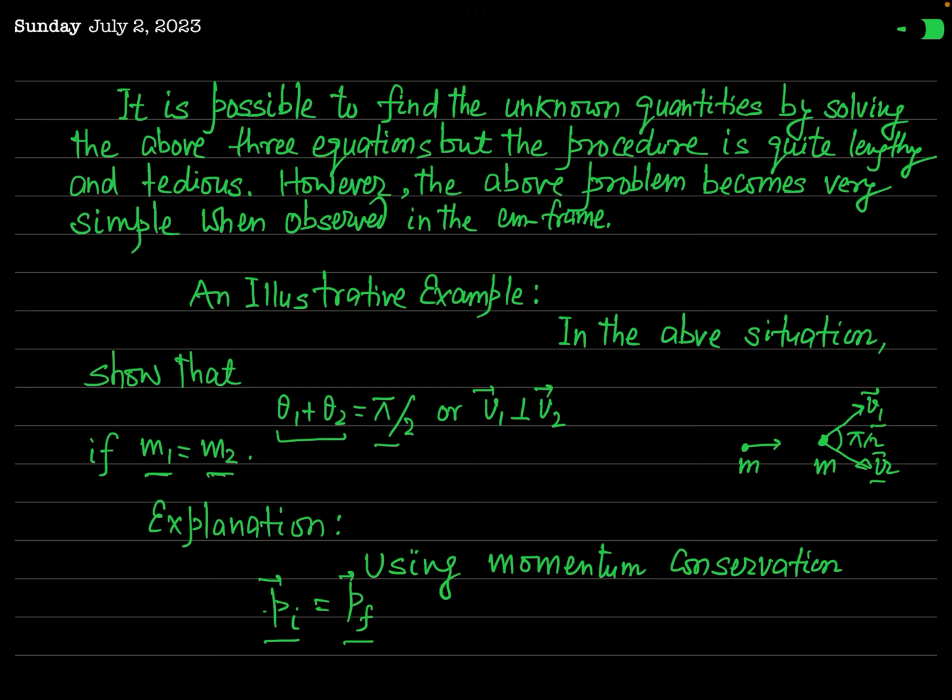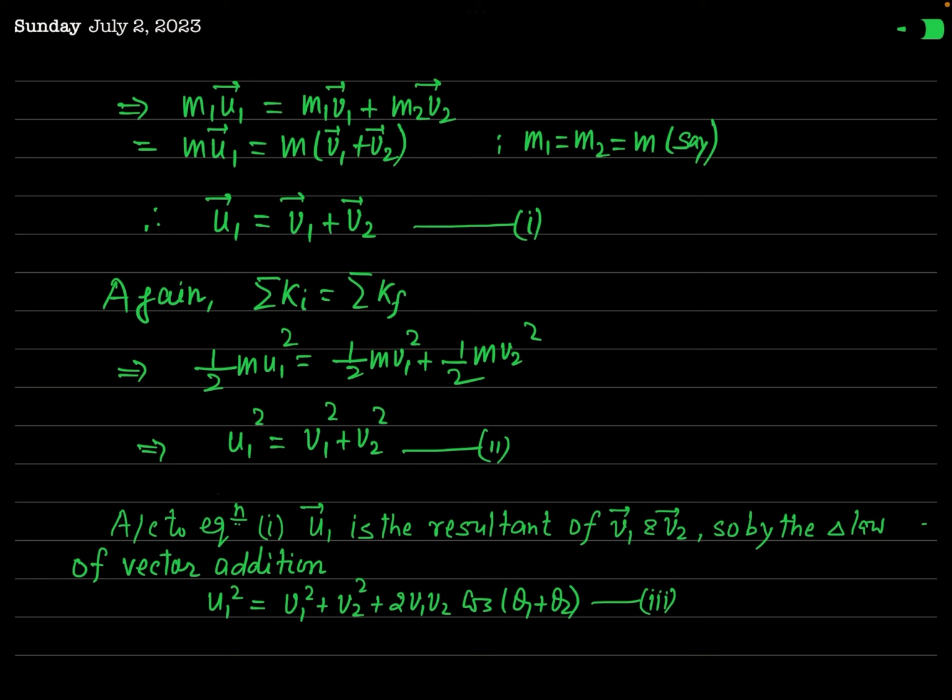Here I stands for initial and F stands for final, which means the total linear momentum vector before collision is equal to total linear momentum vector after collision. I have written this equation in vector form. In this form, the solution will be easier.